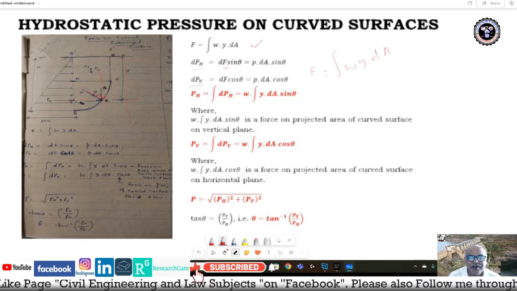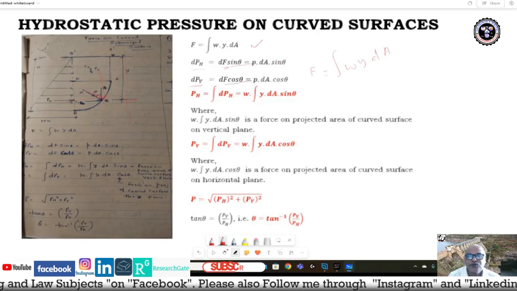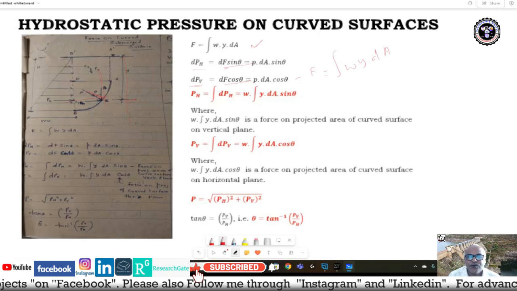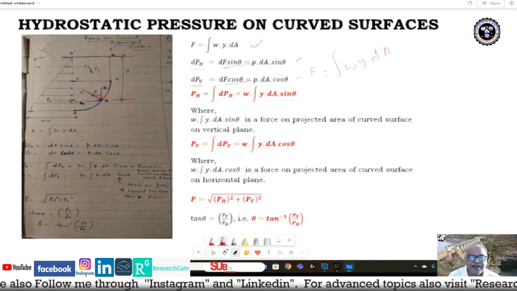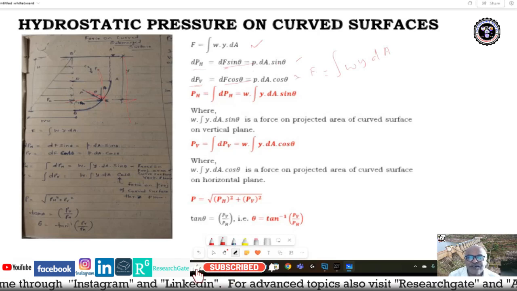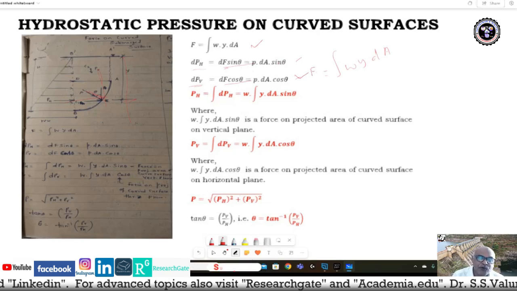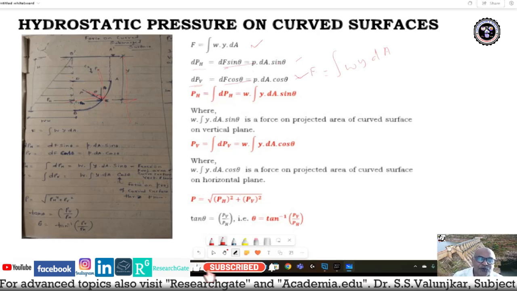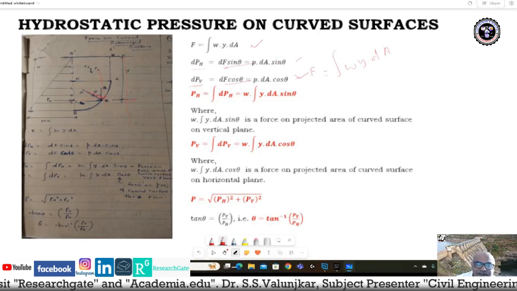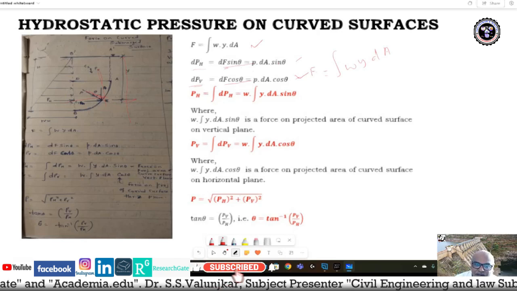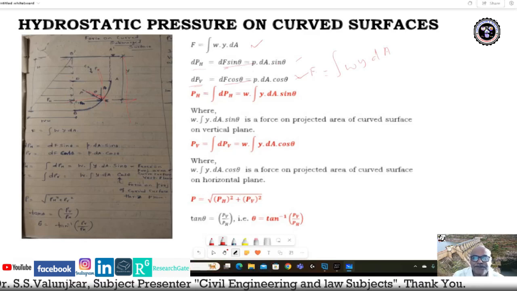So the horizontal component is dF sine theta, whereas the vertical component is dF cos theta, so P dA cos theta. These two components we got. So dPH is equal to P dA sine theta and dPV is equal to P dA cos theta. Now when we want to note down the complete force, the total horizontal force, PH is equal to the integral of dPH, the small elemental horizontal force, that is equal to W integral of y dA sine theta.